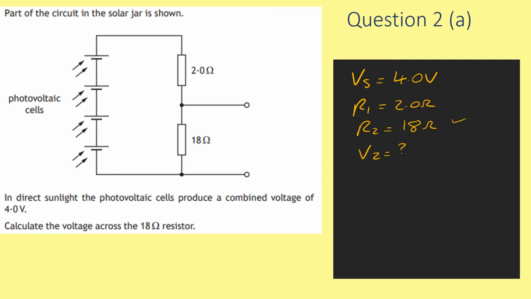Our equation is the potential divider equation. V2 is equal to R2 over R1 plus R2, multiplied by Vs, which is 18 over 18 plus 2, which is 20, multiplied by our supply voltage, which is 4. This gives us a value of 3.6 volts.